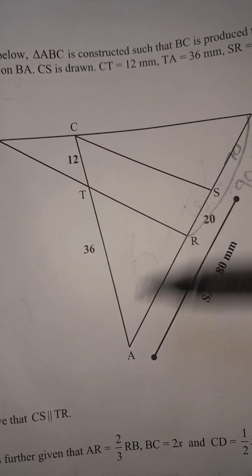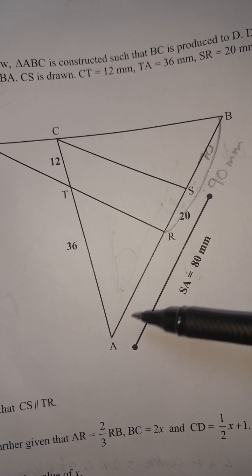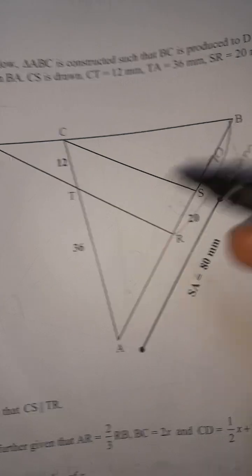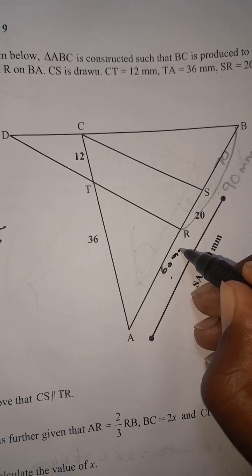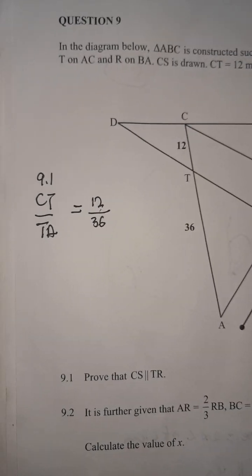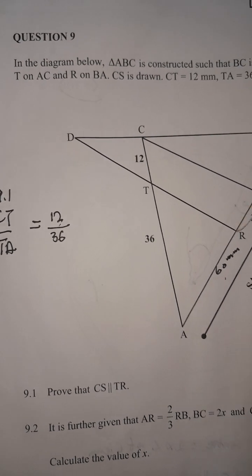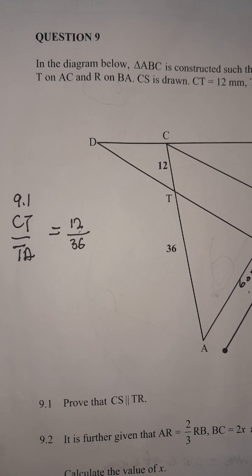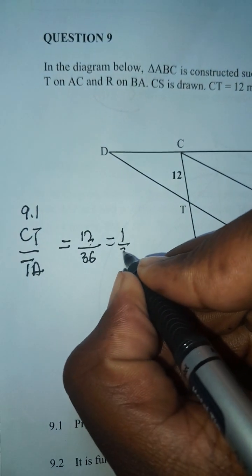The best way is also to find the missing side. To find RA, we will say 80 minus 20, which will give you 60 millimeter. It's also important to fill up the missing parts, right? So ST divided by TA is 12 all over 36. Let's punch the calculator. 12 divided by 36 is 1/3, so we have 1 all over 3.